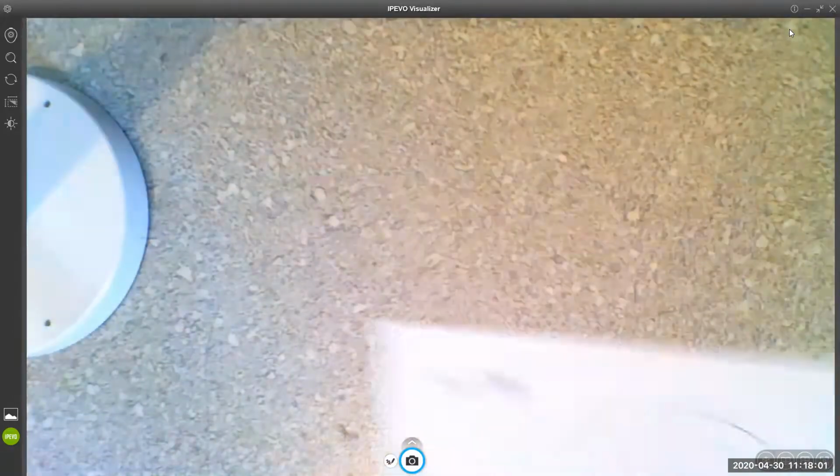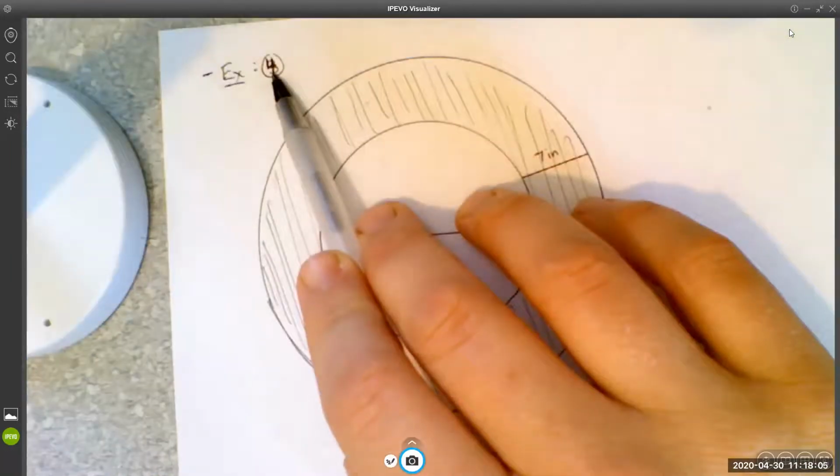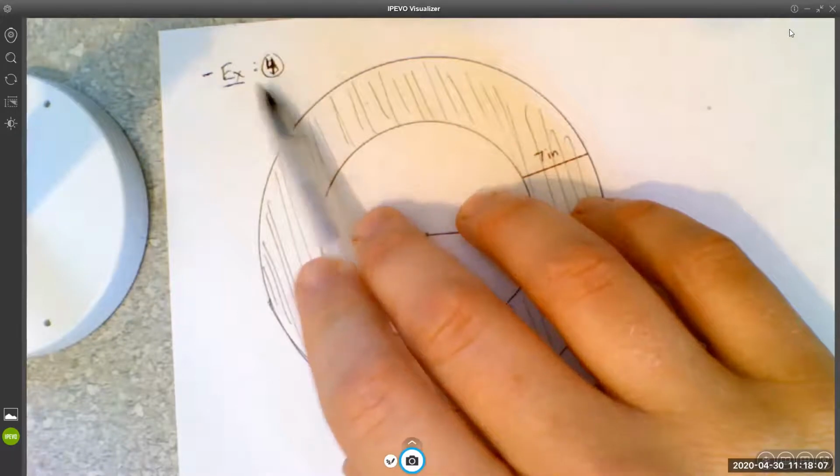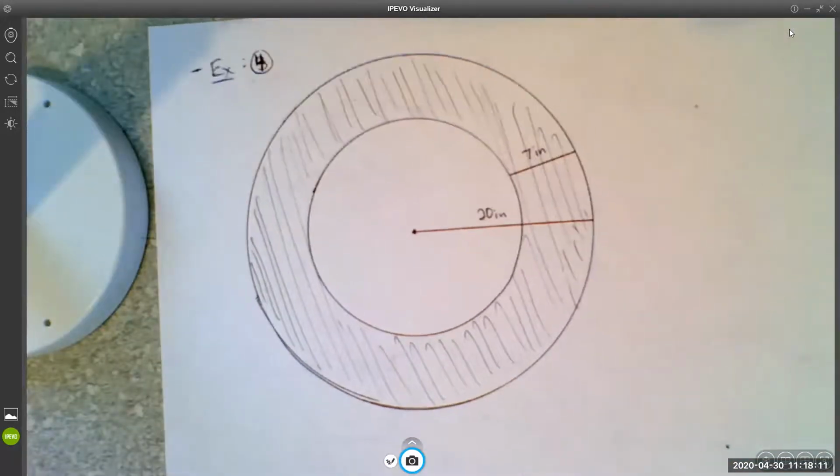What I did want to do is give you a couple more challenging problems. See, and I can't count because I originally labeled this example 3, but this is our 4th example, right? So what I want you to do on this problem is try to find the area of the shaded region. So try to find the area of the washer.